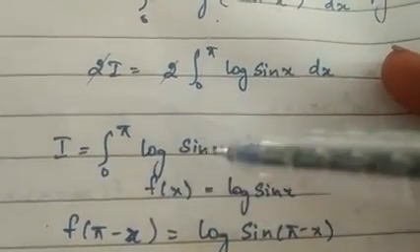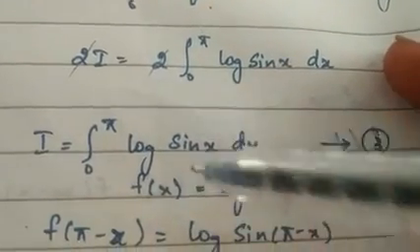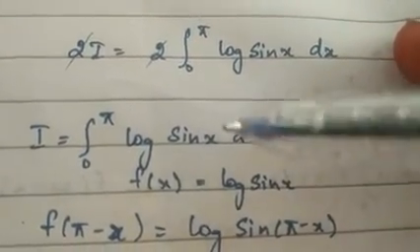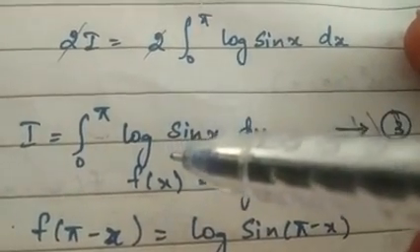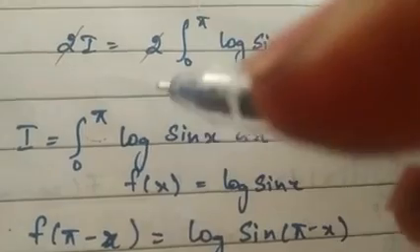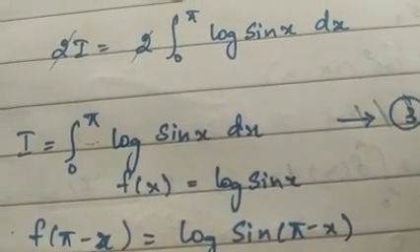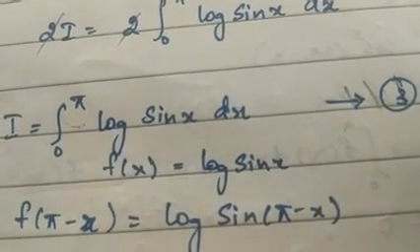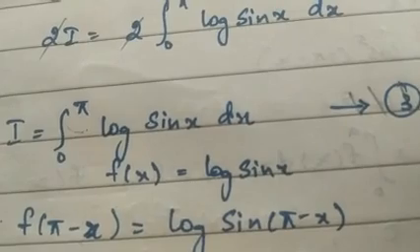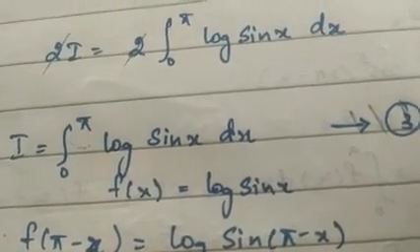Now what we can do here: in the example sum, if you see, it is from 0 to pi by 2 log sin x dx. So this pi we are going to convert to pi by 2. For that, you can apply the property integral 0 to 2a f of x dx is equal to 2 times integral 0 to a f of x dx, when f of 2a minus x is equal to f of x. Take the property and see, pause for a minute.